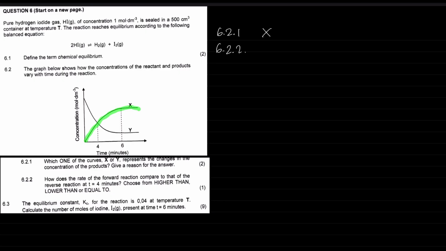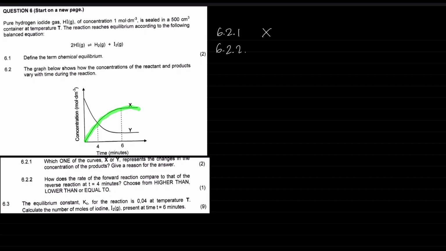Now, you would be tempted to say equal to because you are seeing that, okay, time is the same, concentration is the same, and so on. But we need to remember that at the beginning of any reaction, before equilibrium is reached, we have a lot of reactants and very little products. So the reactants are going to be colliding much more. And so the rate of the forward reaction is going to be much higher than the rate of the reverse reaction before equilibrium is reached.